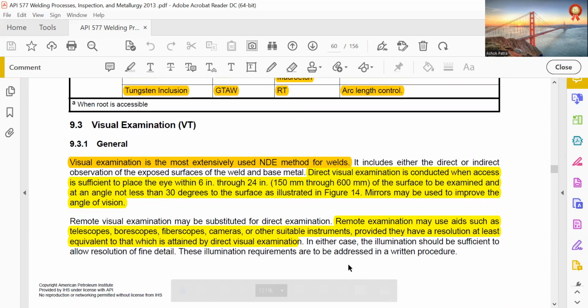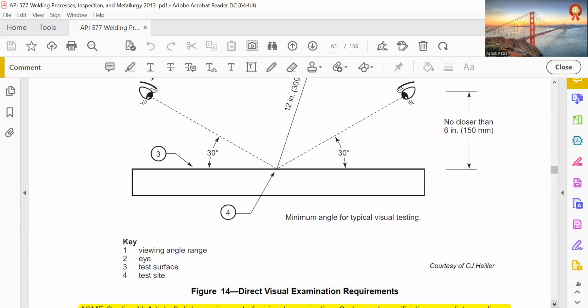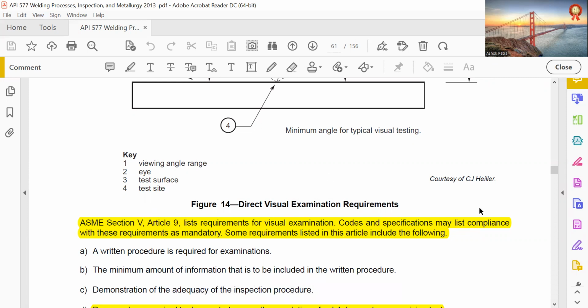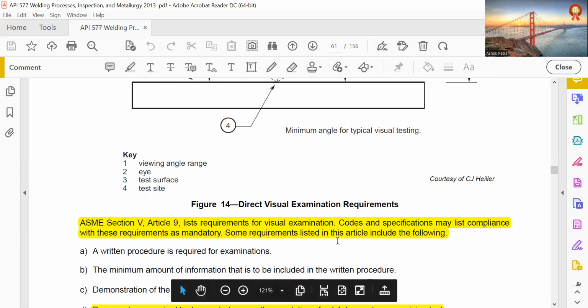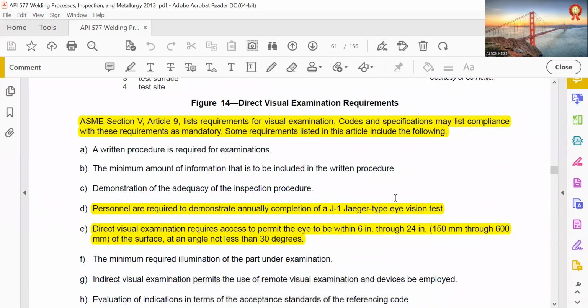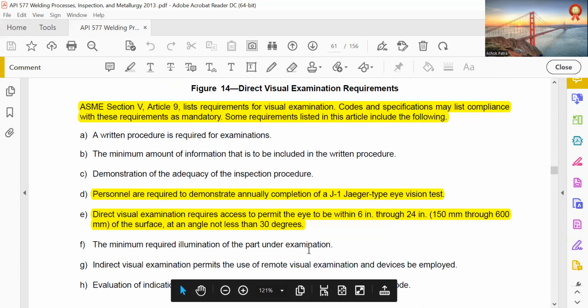So those are the direct visual examination requirements. ASME Section V, Article 9 lists requirements of visual examination. Codes and specifications may list compliance with those requirements as mandatory. Some requirements listed in this article include the following: personnel are required to demonstrate annually completion of a Jaeger J1, Jaeger type eye vision test. Direct visual examination requires access to permit the eye to be within 6 inch through 24 inch, 150 mm through 600 mm of the surface at an angle not less than 30 degrees.